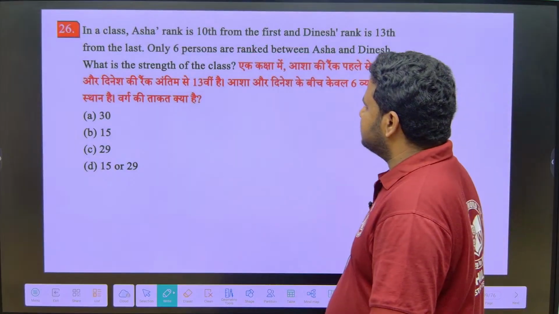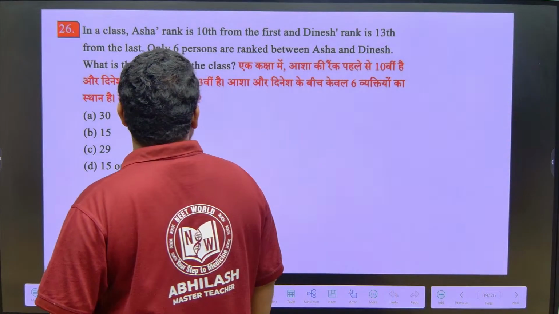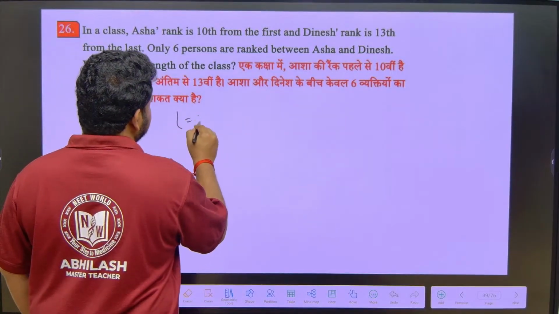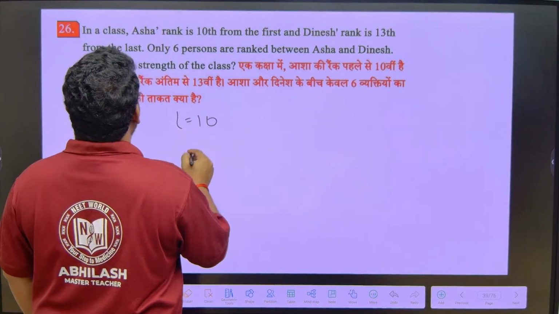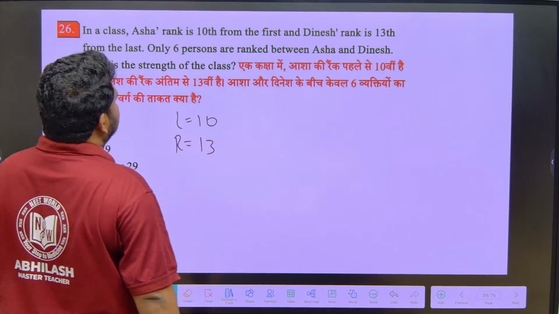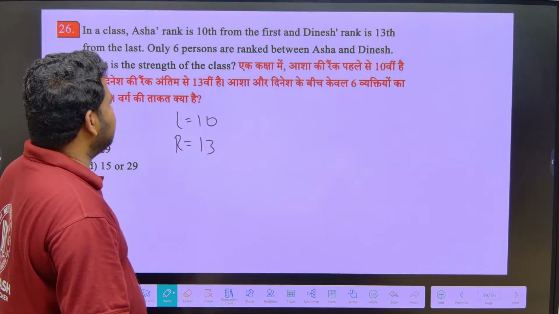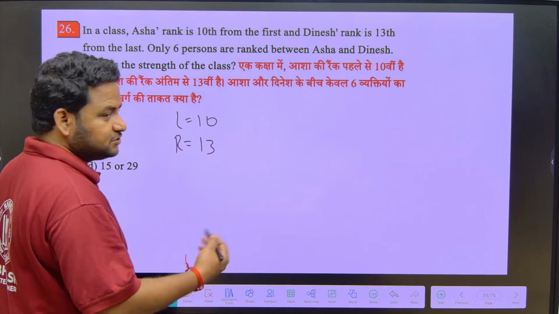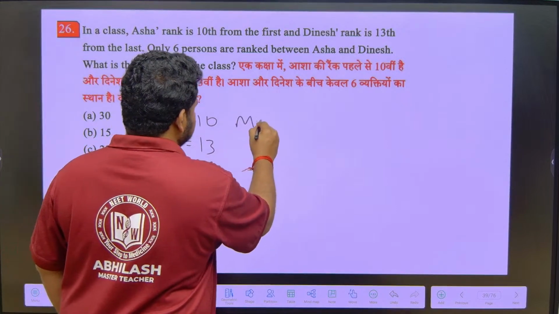So look at this question. In a class, Asha's rank is 10th from the first. First means, I have always told you, it is left. And Dinesh's rank is 13th from the last. Last means it is right. Only 6 persons are ranked between Asha and Dinesh. Only 6 persons means in the middle there are 6 persons.